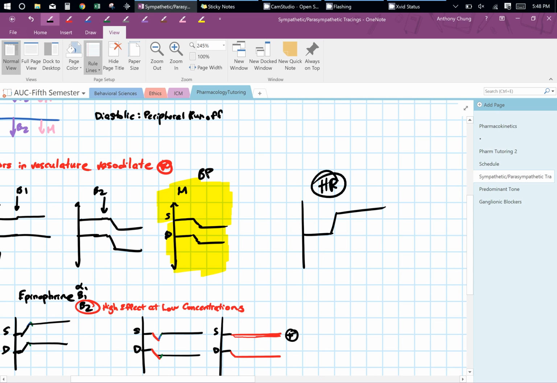So what does the ganglionic blocker do? Your heart rate is going to stay the same because it eliminates all reflexes. Alrighty? So in this case, okay, I'll just draw this one. This is normal, this one. And this is going to be ganglionic blocker. Got it?